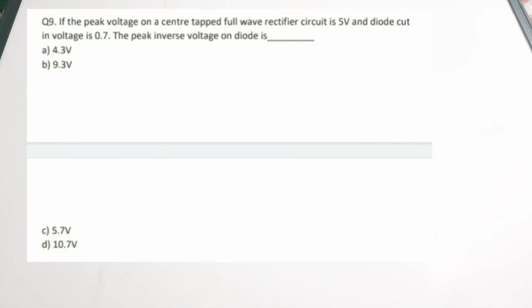The 9th question is again connected to the PIV, or peak inverse voltage. The question is, if the peak voltage on a center tapped full wave rectifier circuit is 5 volt and diode cut-in voltage is 0.7, the peak inverse voltage on diode is dash. So here the PIV question is connected to the center tapped full wave rectifier.